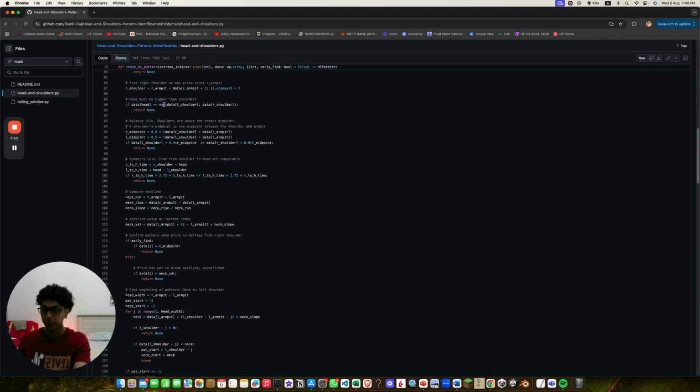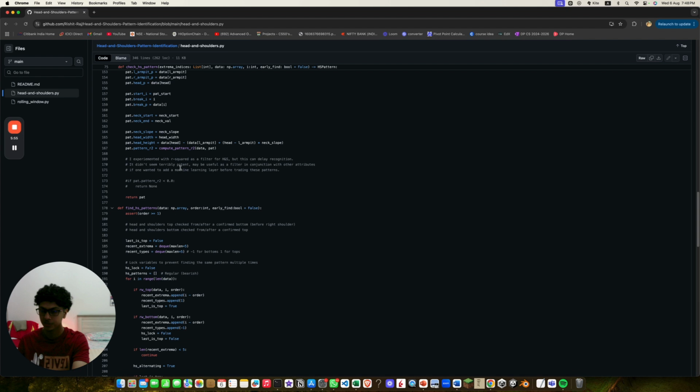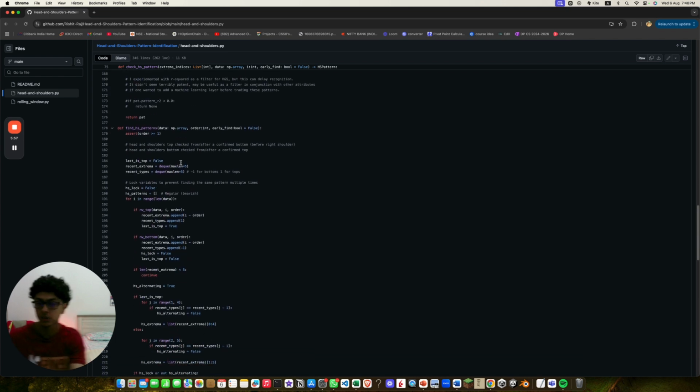Now, before we cover this one, let's first go through this. So find head and shoulders patterns. So the inputs it takes are, first of all, data. You need a NumPy array for that. You need the order, and I'll cover what that is. The early find, so this is a sort of custom variable. So you can do an early find, in which case it confirms it before the break.